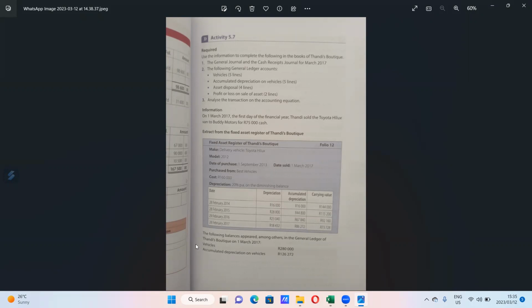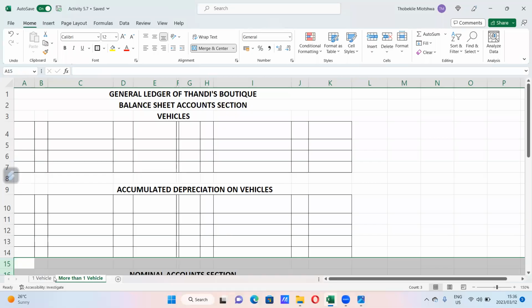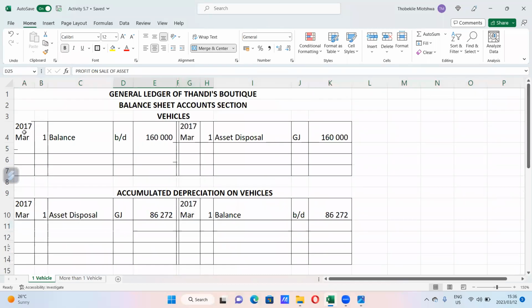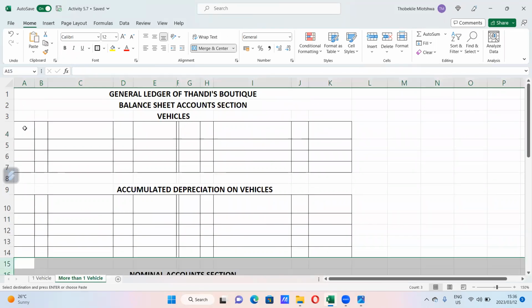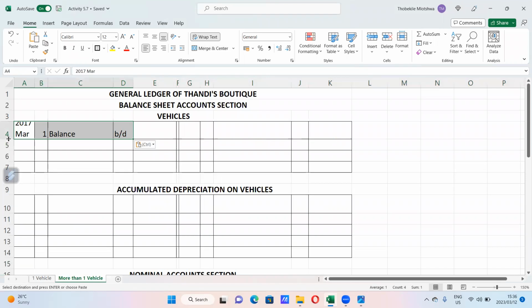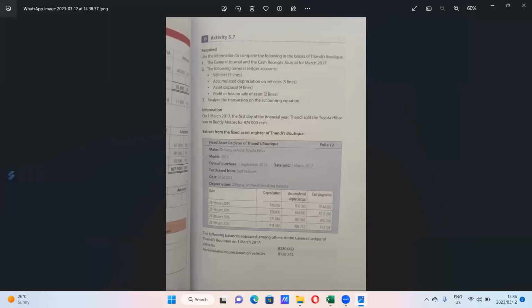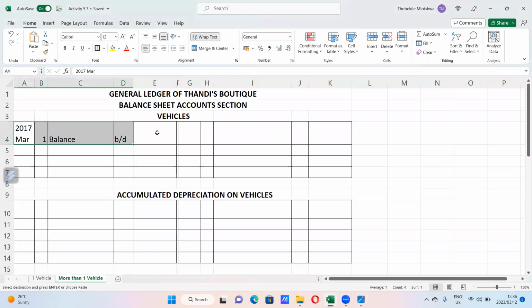So let's start with the opening balances. Our opening balances will be these ones, because now we are doing the full books of Tannis Boutique. I'm going to copy and paste so that it's faster. Opening balance. Like we said, vehicles are assets, so the opening balance will be on the debit side. Is it 260 or 280? 280. So we are going to have 280,000.